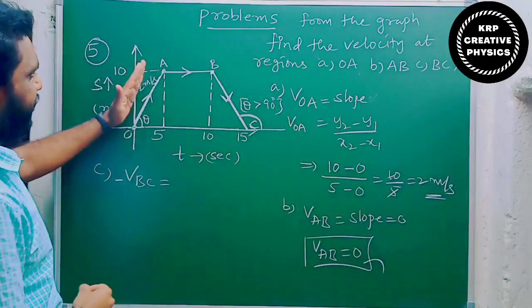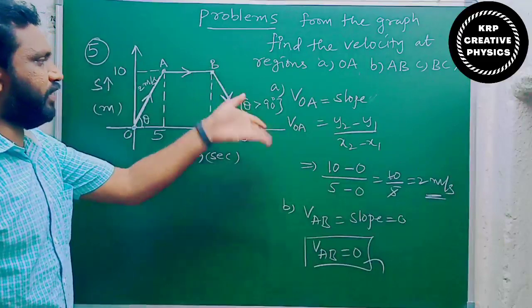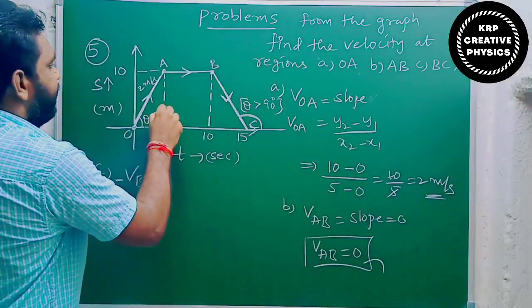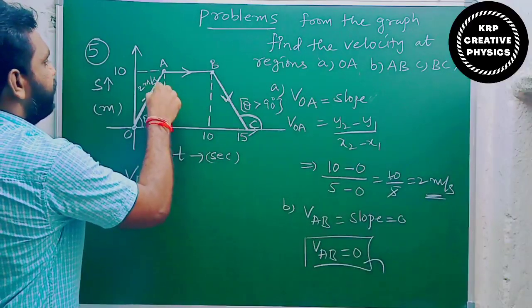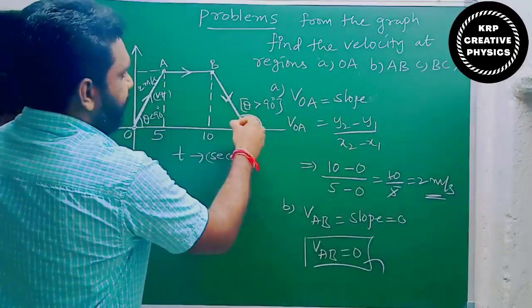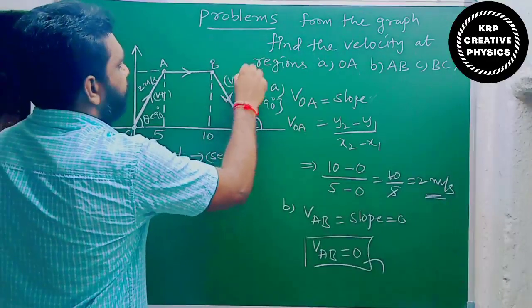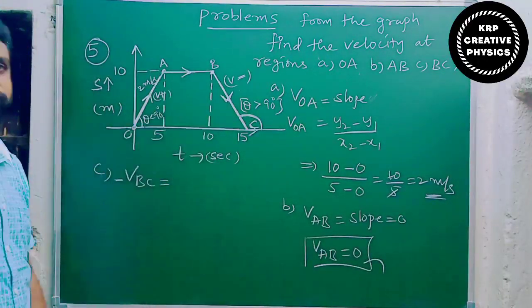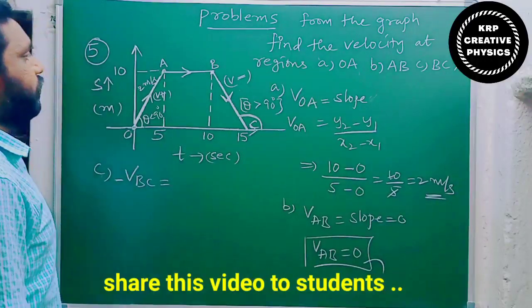So when the graph is like this, it will be positive. In this way, it is negative. Simply we can say that. So here theta is less than 90 degrees, so this is total positive velocity. So here it is greater than 90 degrees, which means it is negative velocity. You should keep that in your mind. Right. Symbol is negative. Velocity means we need to consider the direction. That's why I am saying. So velocity from B to C we need to consider.